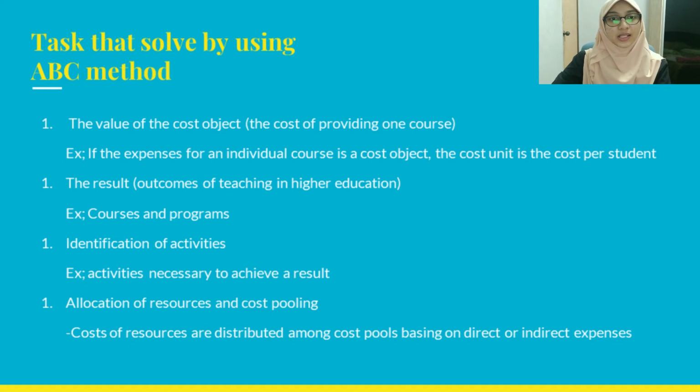Next, determining the result. Courses and programs are examples of outcomes of teaching in higher education. Next, identification of activities, for example, activities necessary to achieve a result. Lastly, allocation of resources and cost pooling, in which the cost of resources is distributed among cost pools based on direct or indirect expense.